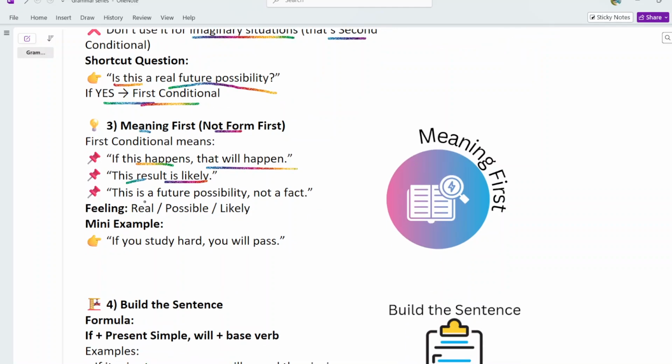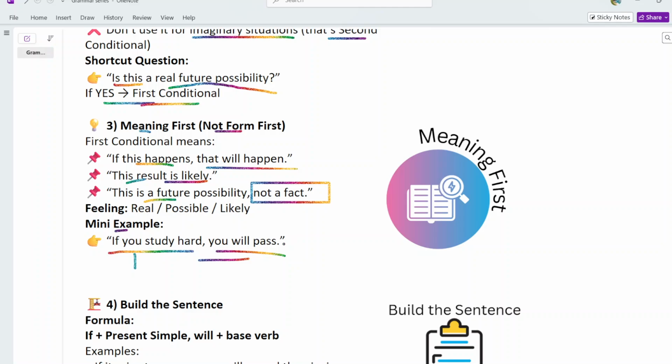This is for a situation where there is a future possibility and not a fact. It should not be a fact. If it's a fact, then it's a zero conditional. Okay, so a mini example for you is, if you study hard, you will pass. So what's happening here? This person is saying that if you study hard, your result is possibly going to happen in the future. That is, if you study hard now, you will pass in the future. That's all.